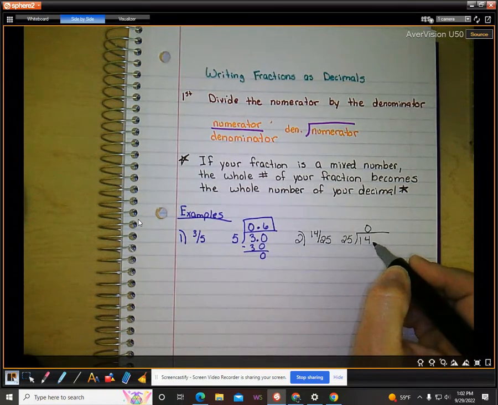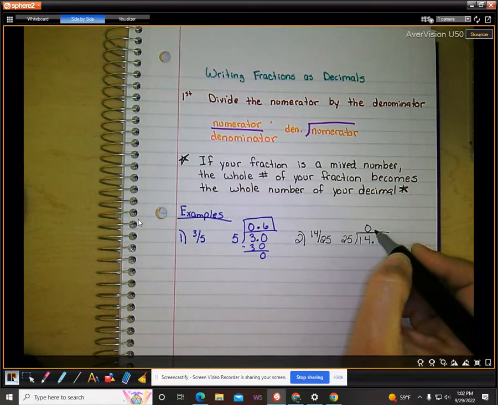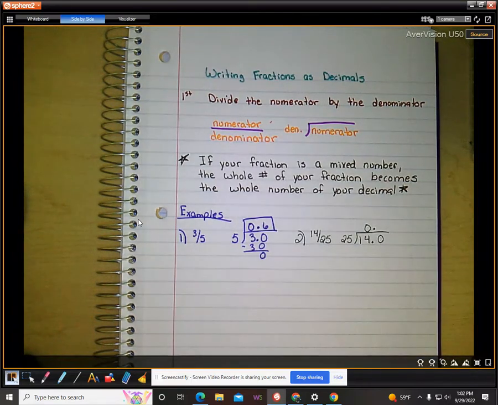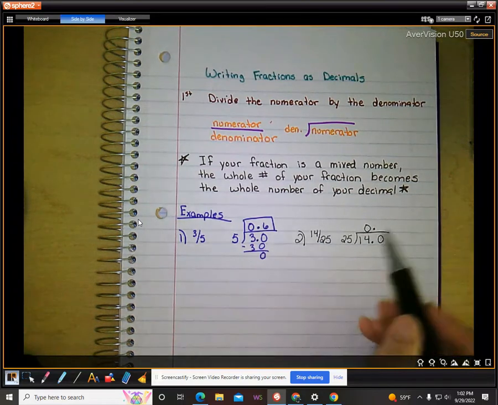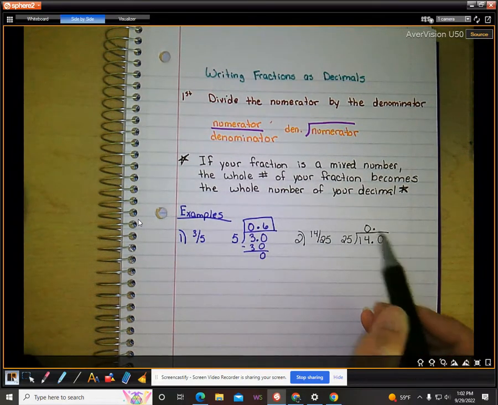Like Kaylee told us, we have to add a decimal point before we can add a 0, and the decimal point comes straight up into our answer. Now, you may have to add more than 1 zero, but you won't really know that until you actually start dividing. You will not have remainders. You have to add zeros until you've divided out all the way, okay? So, we're taking 25 into 140.